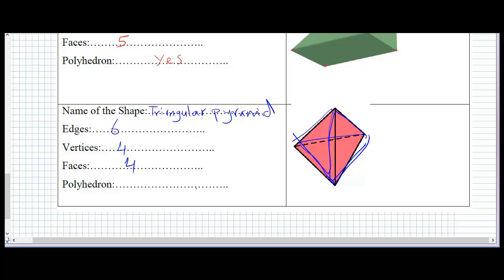Is this shape a polyhedron or not a polyhedron? It's a polyhedron because we don't have any curved side. So yes, it is a polyhedron.